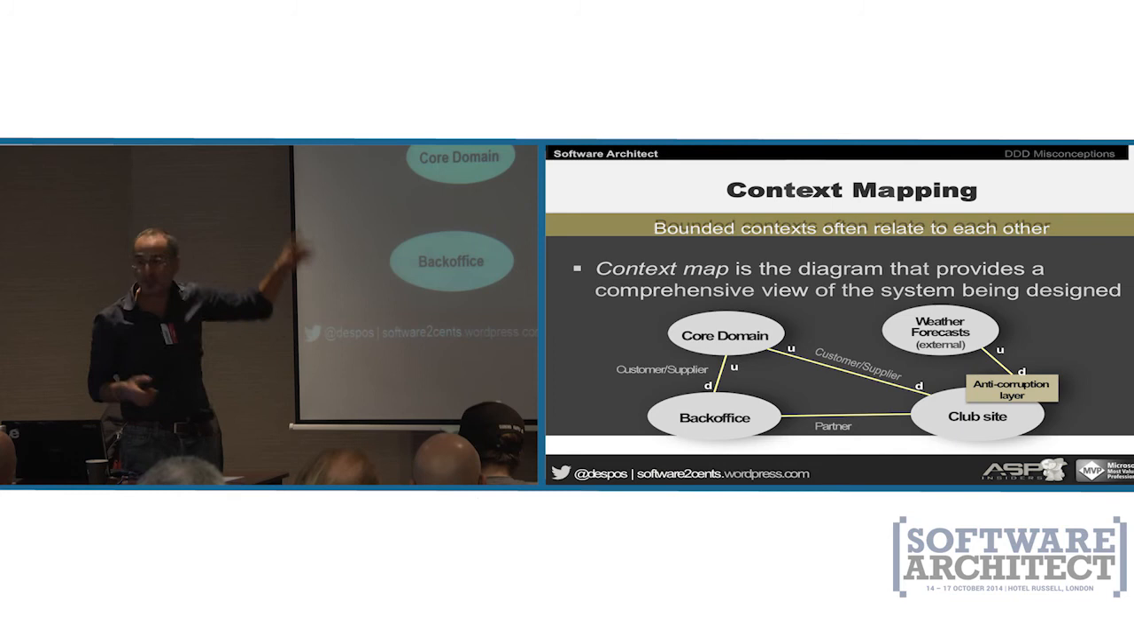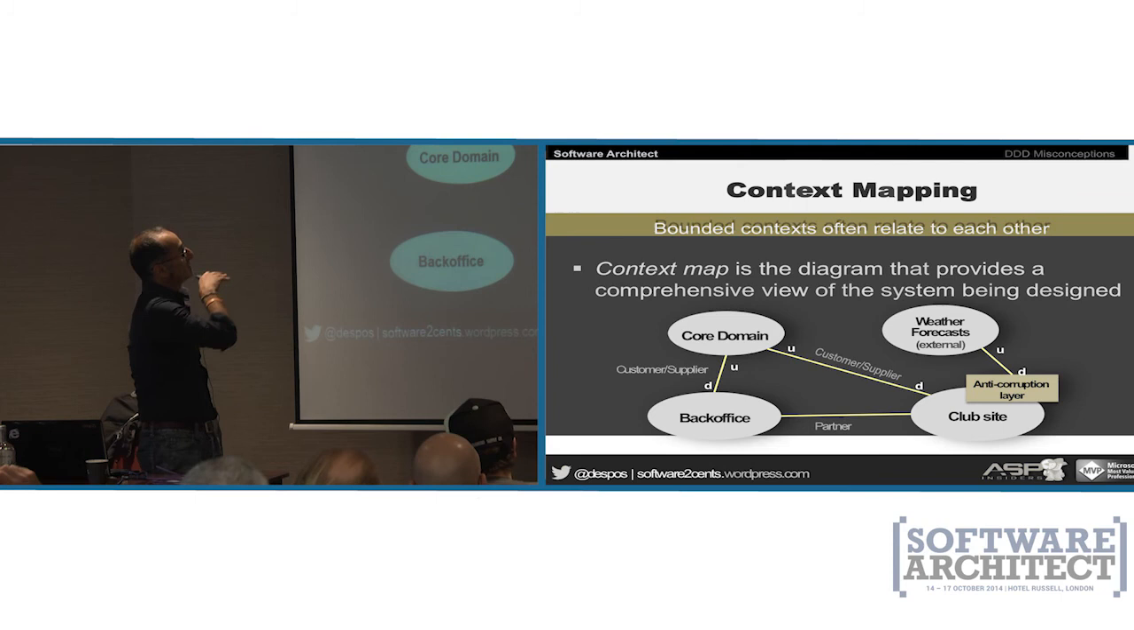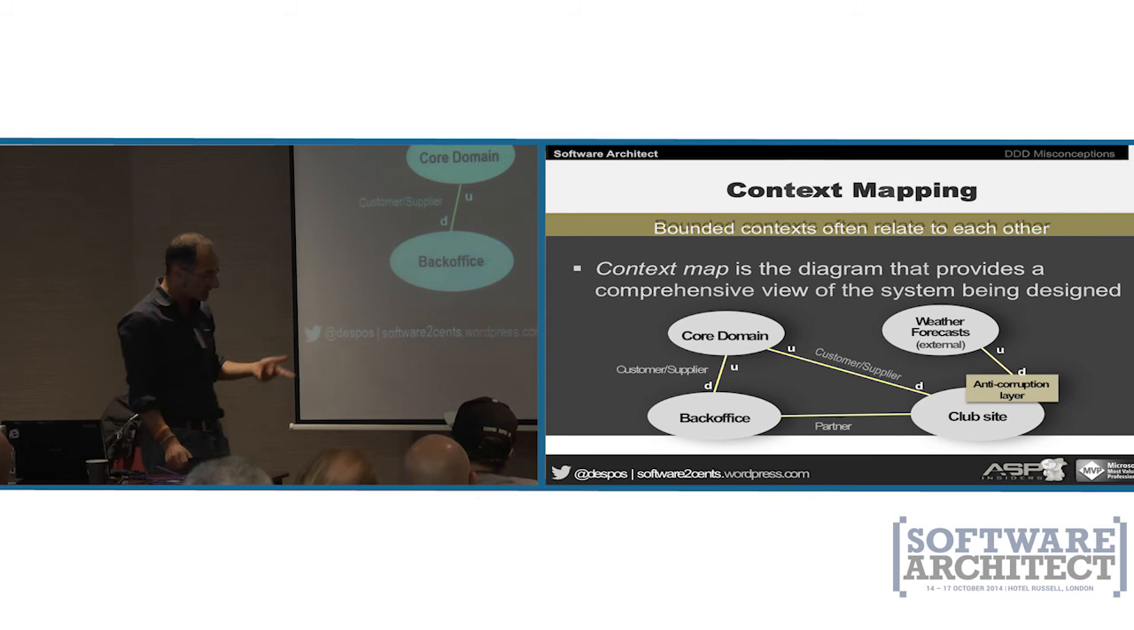The context map is the diagram. Context map is another DDD trademark term. It is the diagram that provides a comprehensive view of the system. So there are defined in the DDD methodology a few types of relations between bounded contexts.